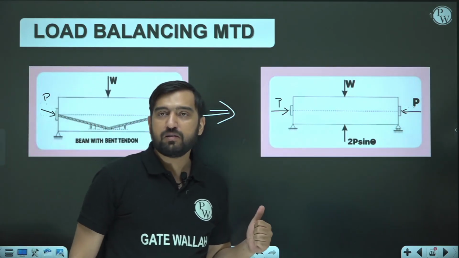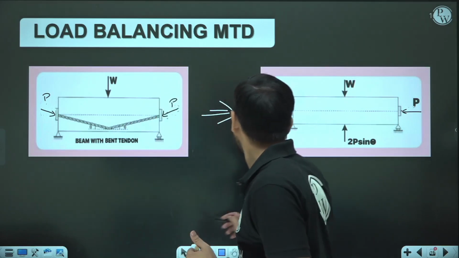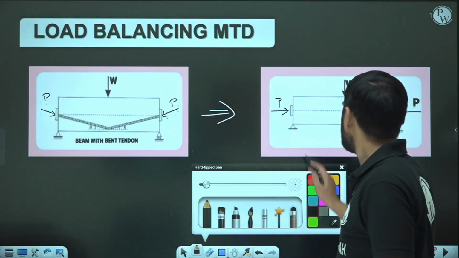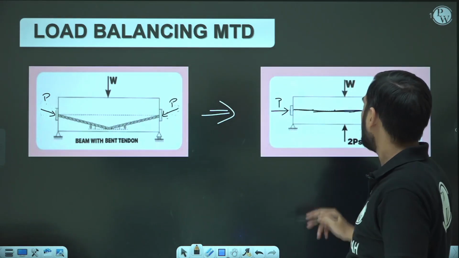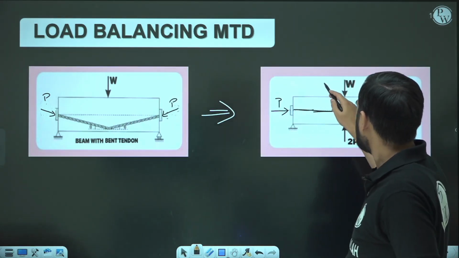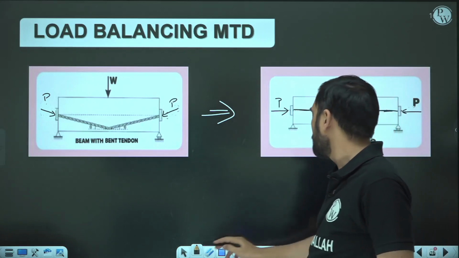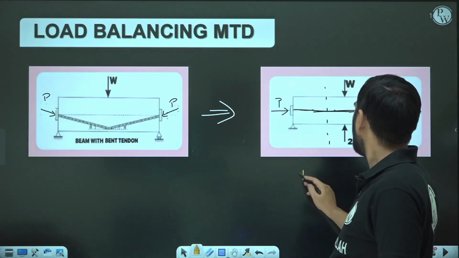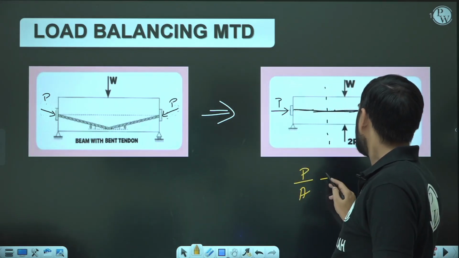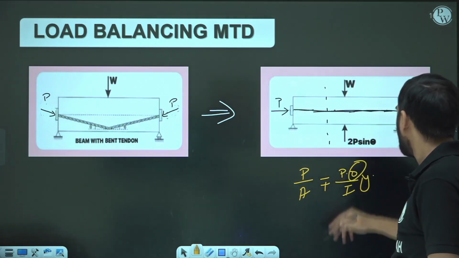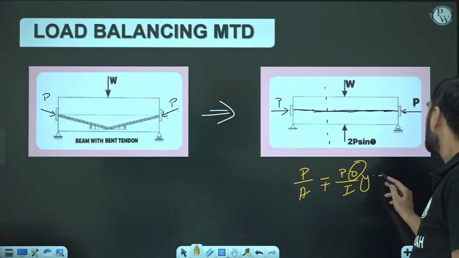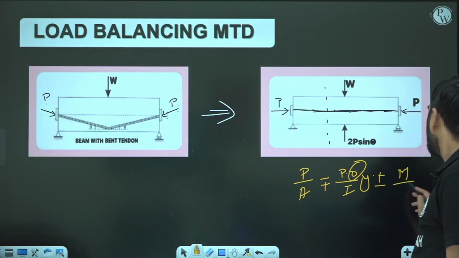So now these stresses can be computed due to this constant eccentricity, which is 0. What is going to be the stress here now? Stress here is going to be P over area plus or minus P into 0 upon I into y, because eccentricity is 0 now, plus or minus M upon I into y.